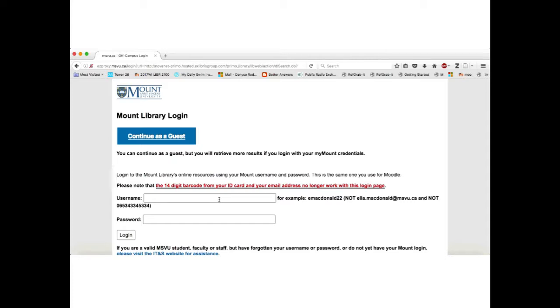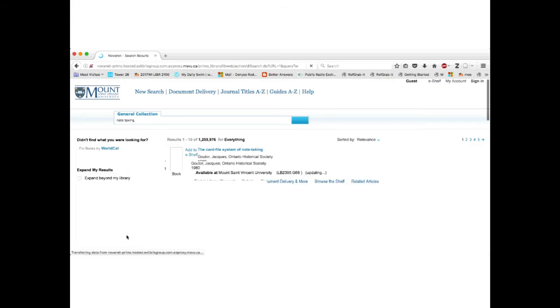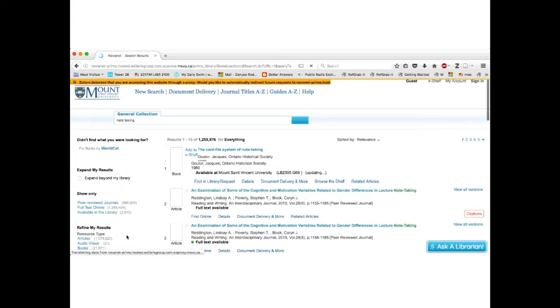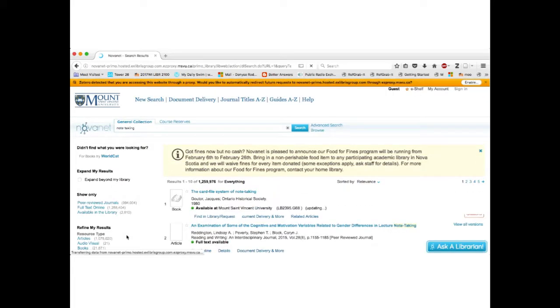When you're off campus, or even when you're on campus and you've got your laptop, you will need to sign in. Although you can go as a guest, we advise you to sign in with the same login that you use for Moodle, because you get more information if you're a student. There are certain books and journal articles that we subscribe to so that they're only available to marked students. They're not available to the general public. So to get the most information, you want to sign in.